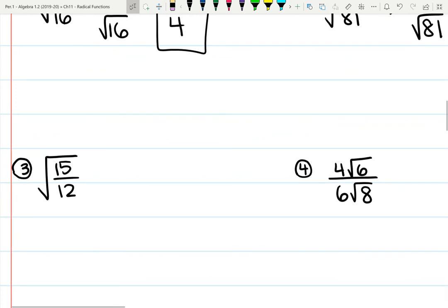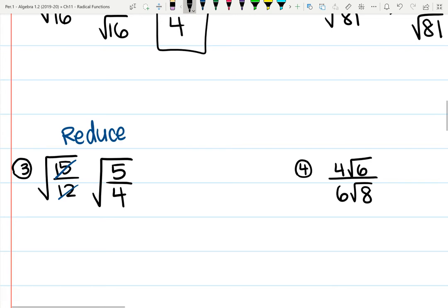15 over 12. All right, so I noticed something here. Before I even begin 15 and 12, I can reduce this fraction. It's a fraction, right? So I can reduce this using my normal rules of fractions that you guys know. 15 and 12, let's reduce that by 3. So if I divide that by 3, let's think about what we have. This is 5 over 4.